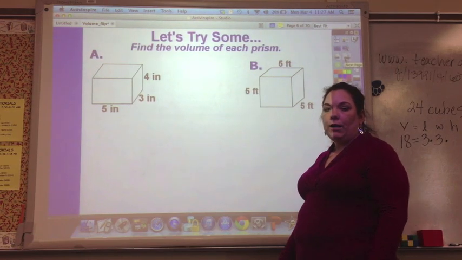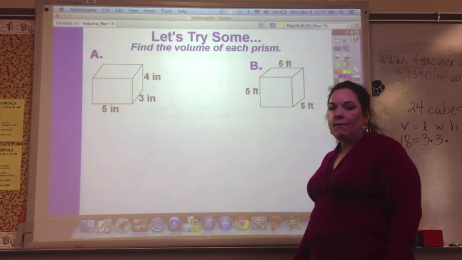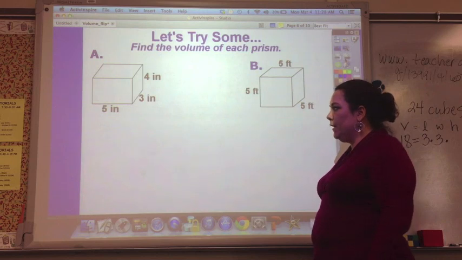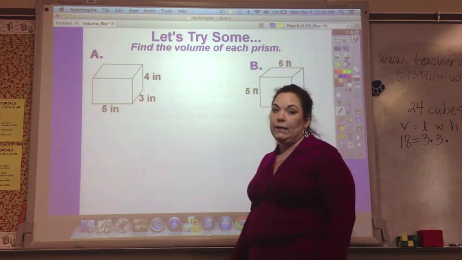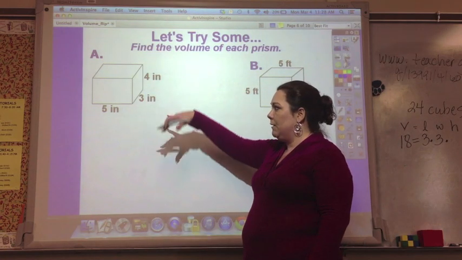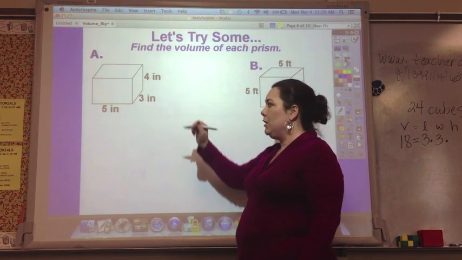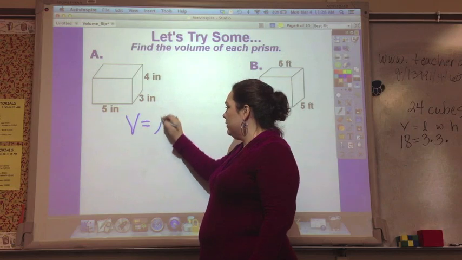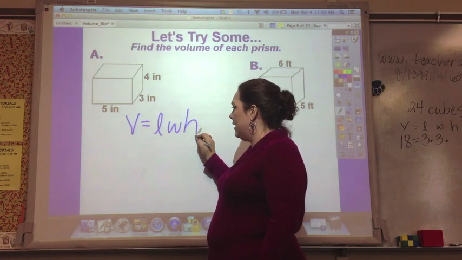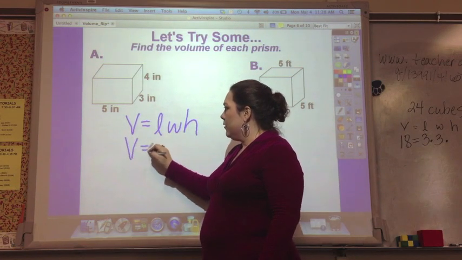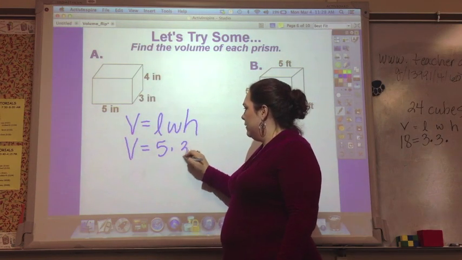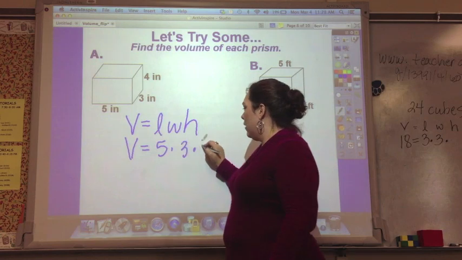Okay, now that you've watched the other video, you have a better understanding of where the formula comes from. So let's practice using the formula. If you have a question, it asks you to find the volume, and you'll see a picture, or it will give you the dimensions. Then you would write the formula, volume equals length times width times height. And volume equals length is 5, width is 3, and height is 4.